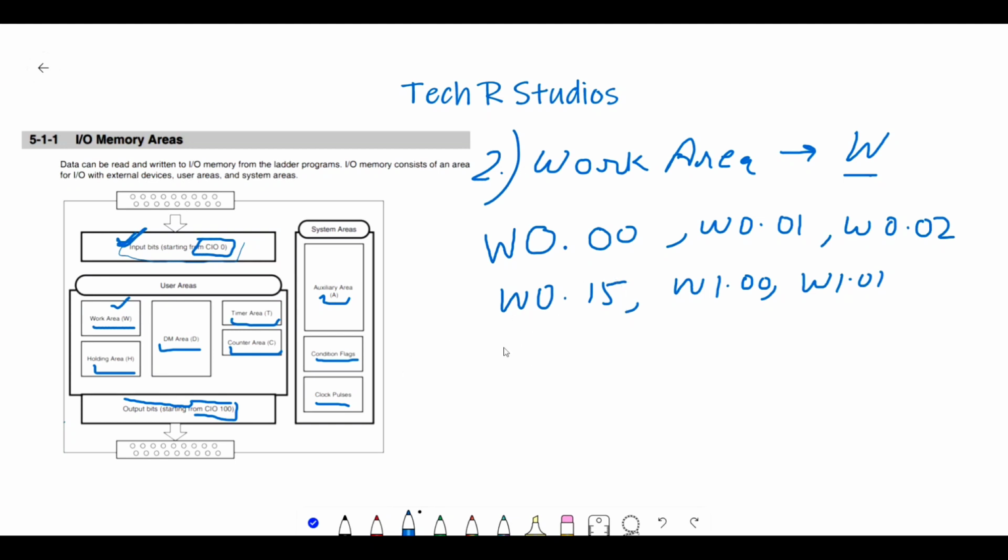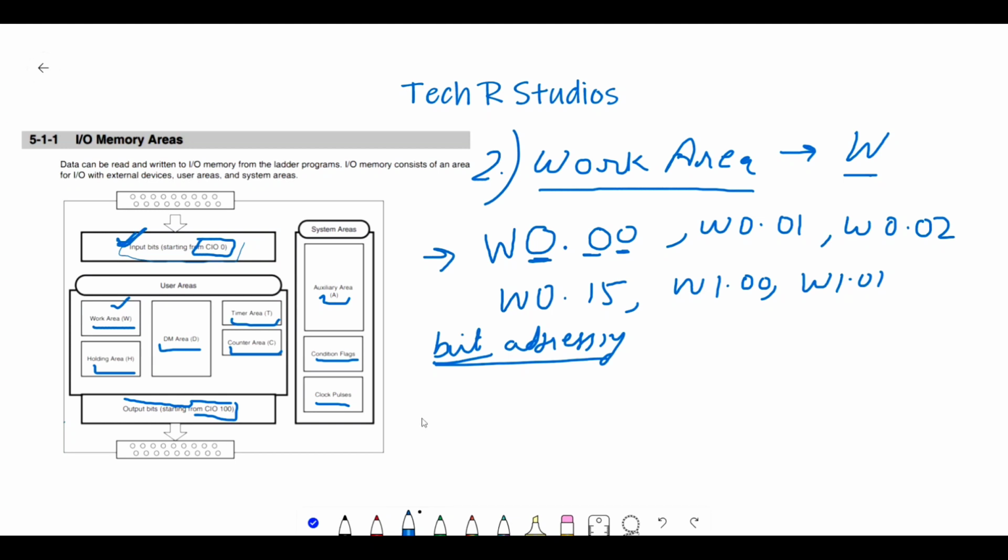One more thing I must make you understand is that the W area, the work area, can be represented in two ways. The first one was this one. It was bit addressable, bit addressing. Bit addressing is what? That we are writing down the bit number. This was the word number and this was the bit number, so it was bit addressing.